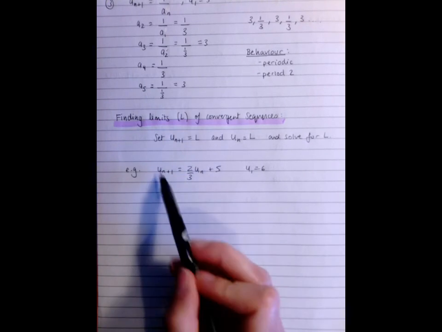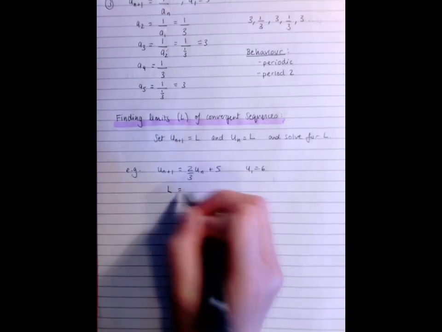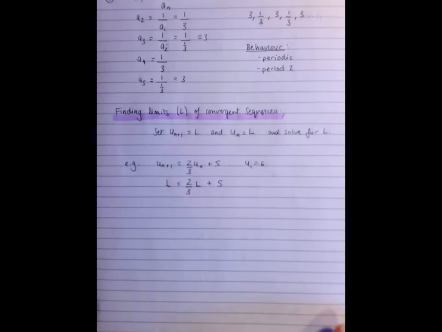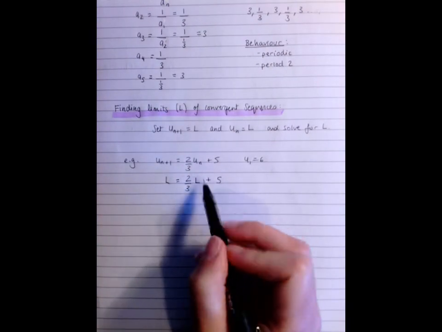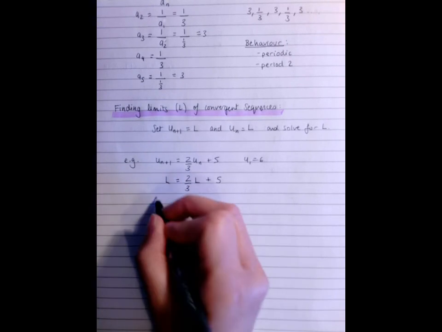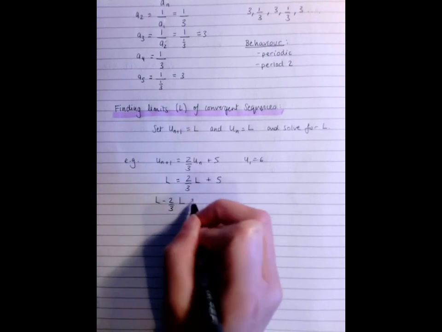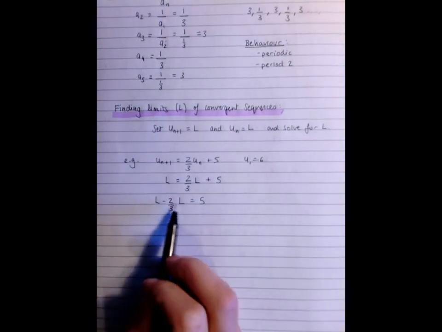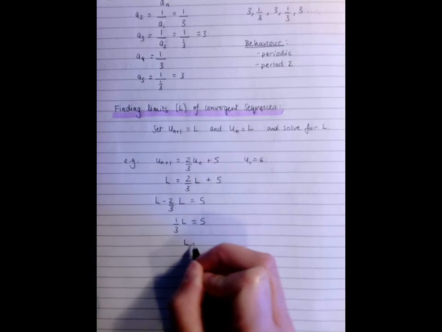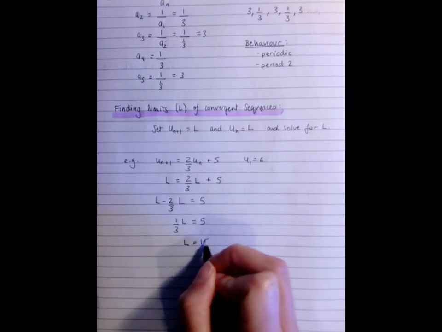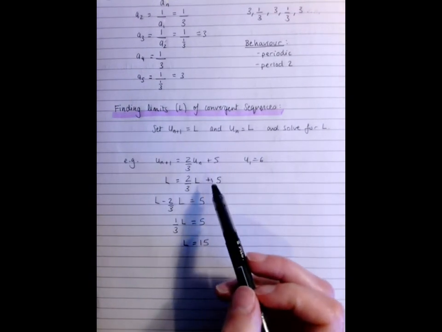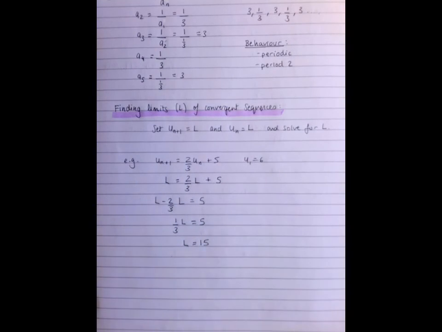If I set u_(n+1) to L and I let u_n equal L, I end up with this equation to solve. So what I could do is, this is 1L, so I could take away 2/3 L onto this side. So 1L take away 2/3 L leaves me with a third L. So then to find L, I would multiply 5 by 3, which is 15, which means the limit of this sequence is 15. I could check it on the calculator.